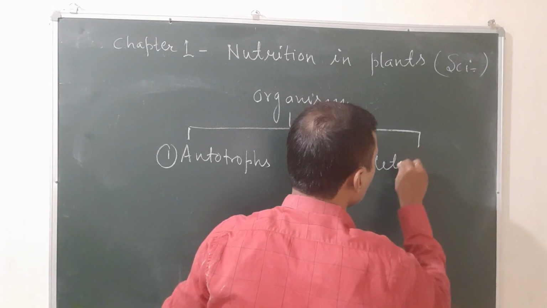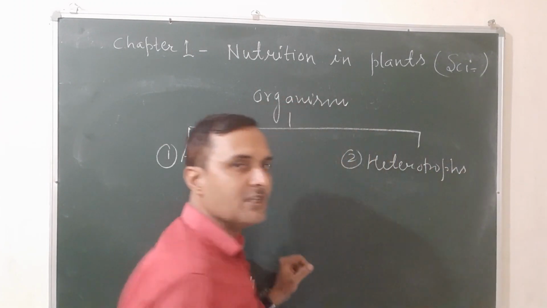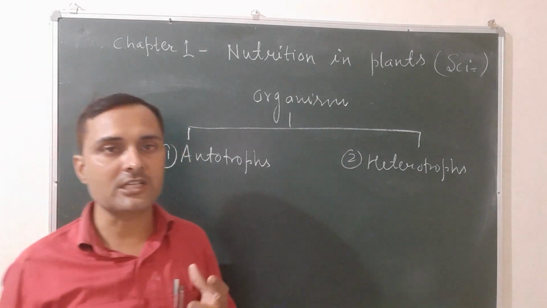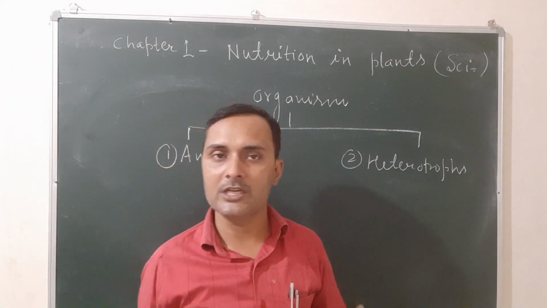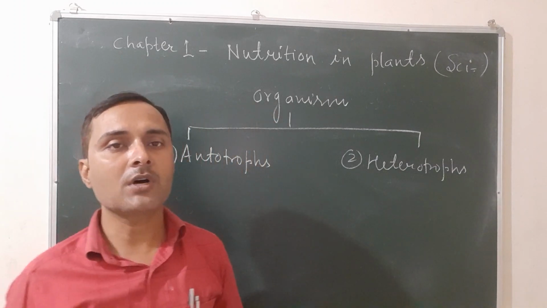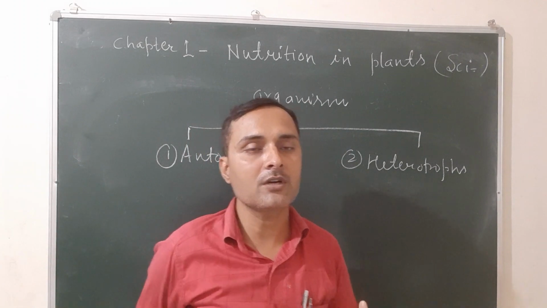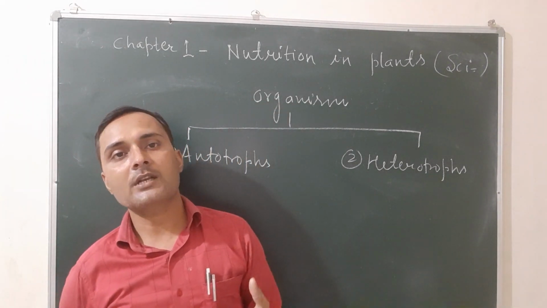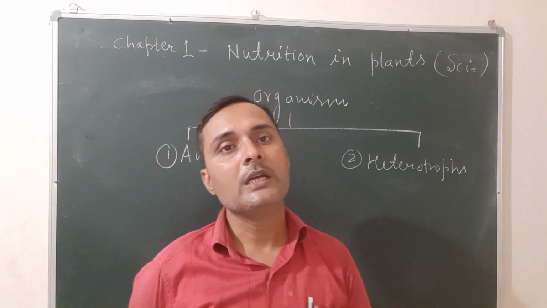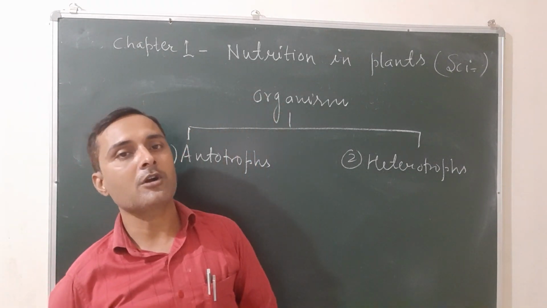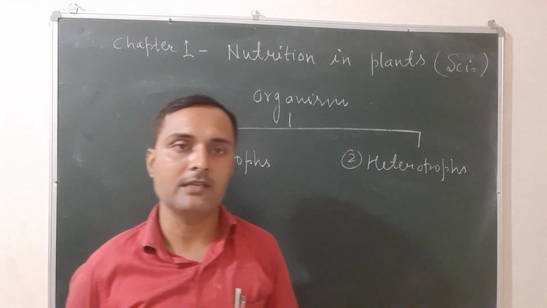What are autotrophs and heterotrophs? Auto means self, troph means nourishment, so self-nourishment; and hetero means non-self, and troph means nourishment. So what are autotrophs? The organisms which can prepare their own food from carbon dioxide and water in presence of sunlight and chlorophyll are known as autotrophs. All the green plants are examples of autotrophs, like various green plants and algae.